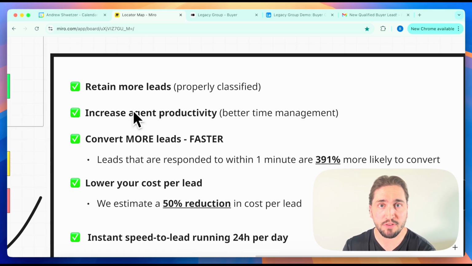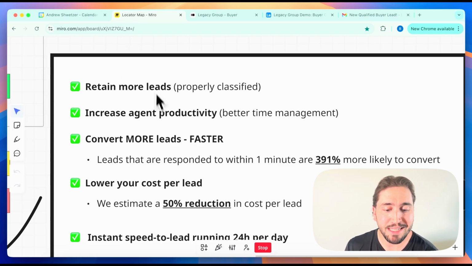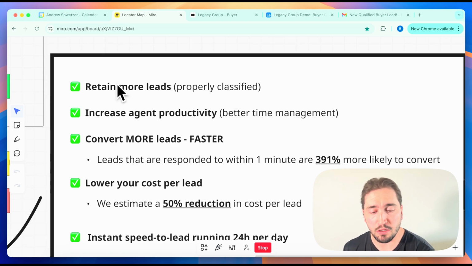So the benefits of a system like this: you're going to retain way more leads because now those leads are being properly classified. So rather than before where maybe the agent was junking the leads that needed some more follow-up or long-term nurturing, now you're retaining those leads and putting them on a long-term plan.